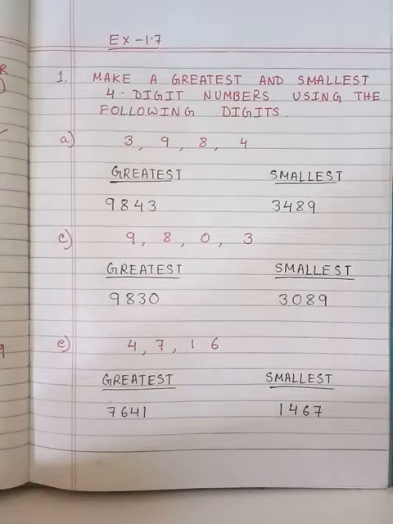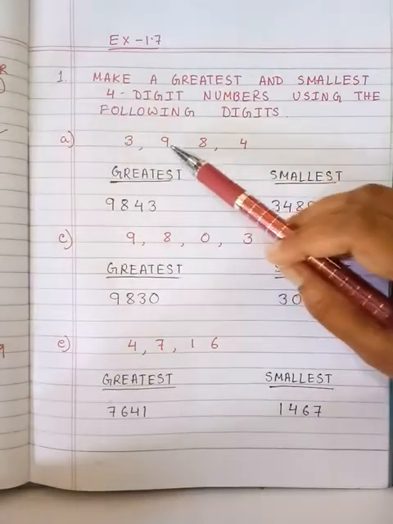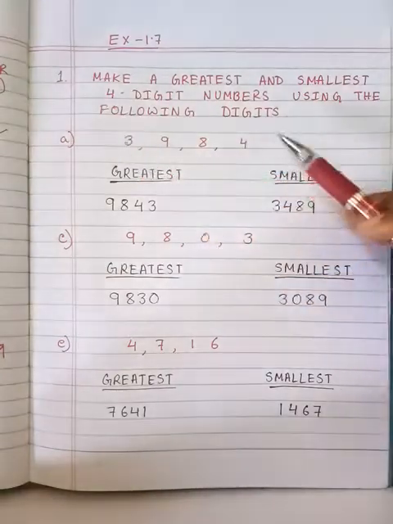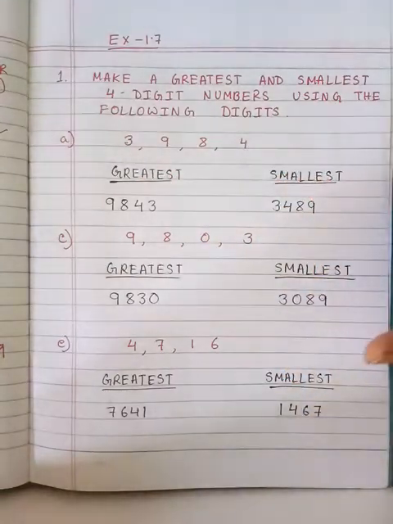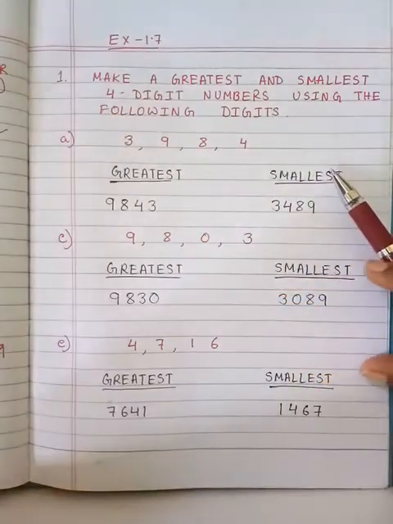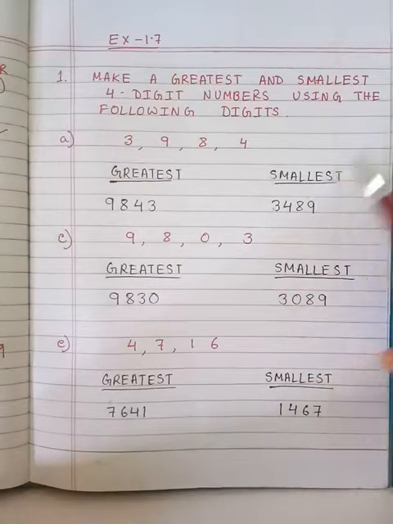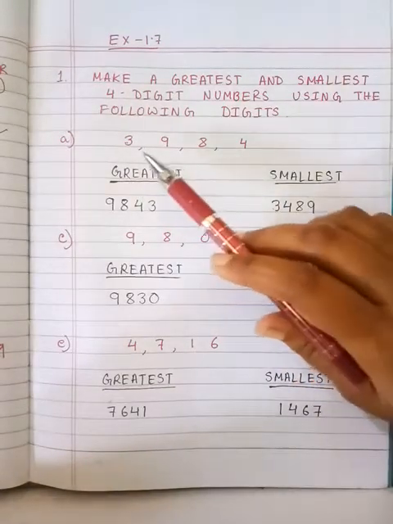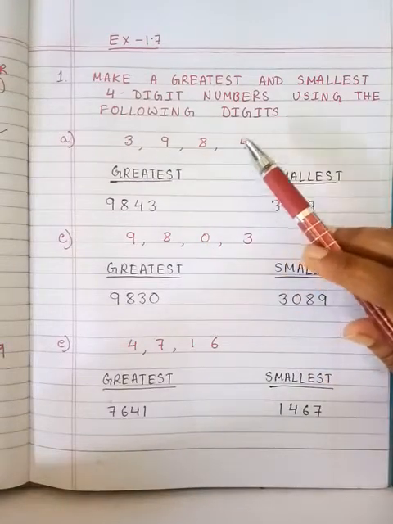This is exercise 1.7. Similar type. Here 4 digits are given. You have to make a 4-digit number. With these 4 digits we can make many 4-digit numbers. Here we have to write only the greatest 4-digit number and the smallest 4-digit number. When you are writing the greatest 4-digit number, you have to arrange these digits in descending order.